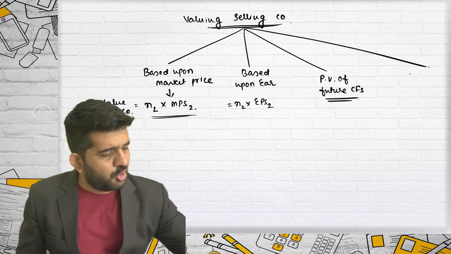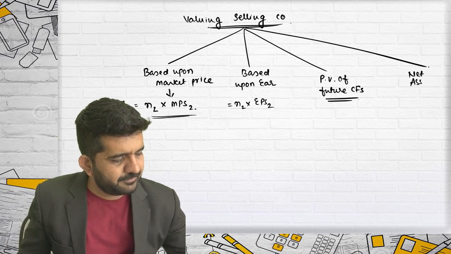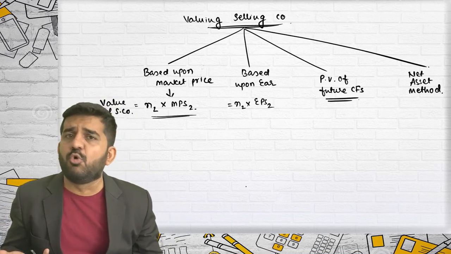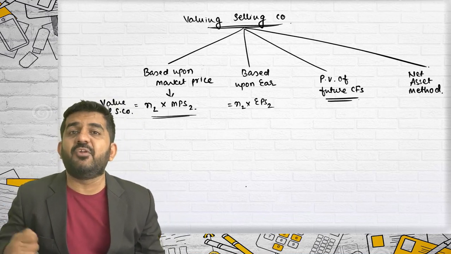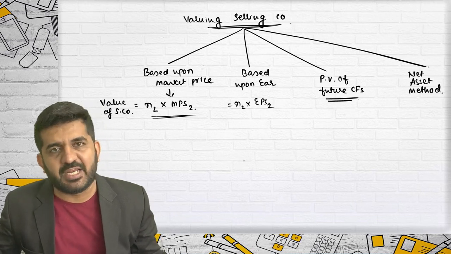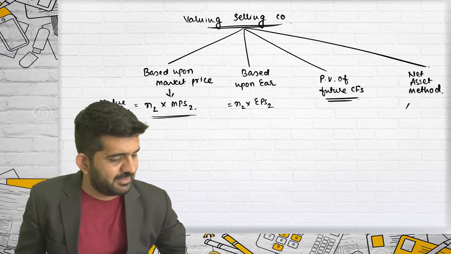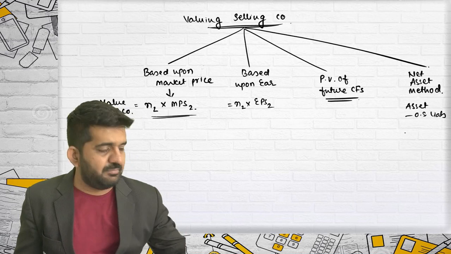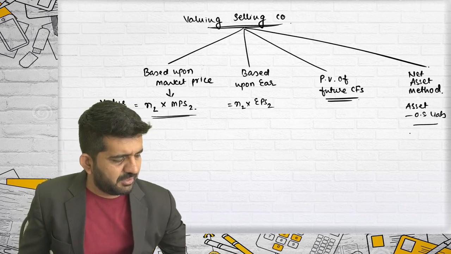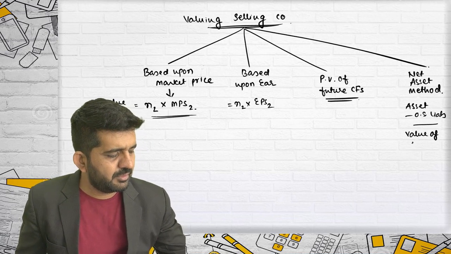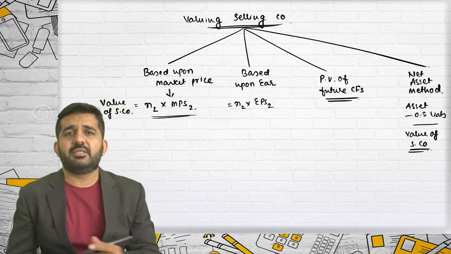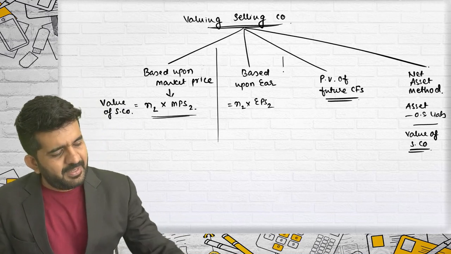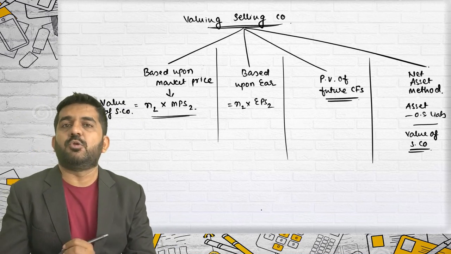There is another method also, the net asset method. We have learned this. It is as good as the book value method. You find out the agreed value of the assets minus the value of outside liability, whatever amount you get. Assets minus outside liability, this you do n number of times in amalgamation, will be nothing but the value of the selling company. See, there might be other weird methods also for valuation of the selling company, but basically there are 4 methods by which you can value the selling company.